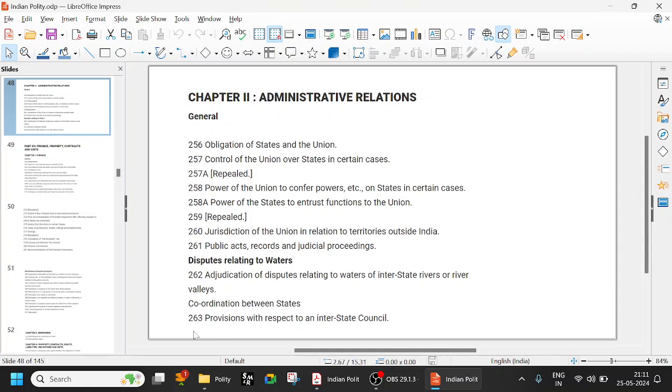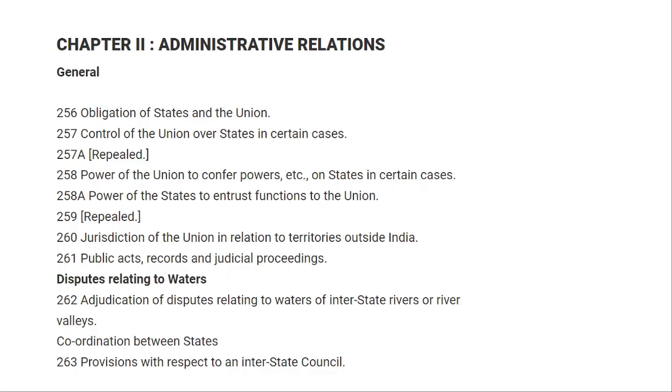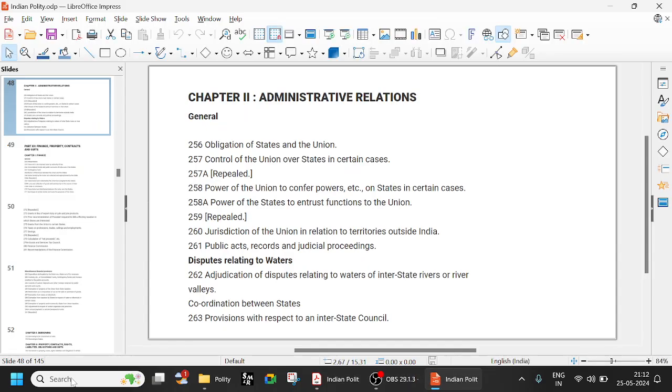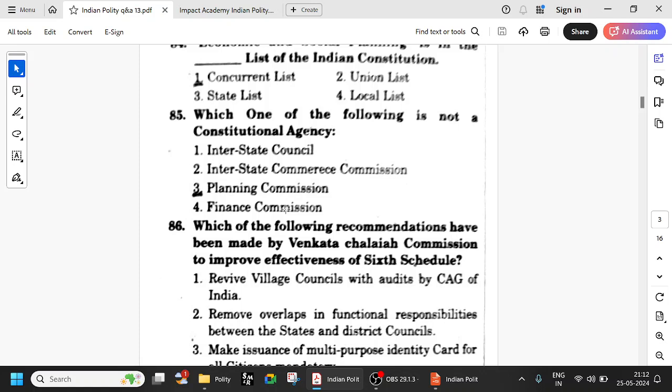So Interstate Council is Article 263. It's very important. Okay. Article 263 is provisions with respect to Interstate Council. Okay, 262 is adjudication of disputes relating to waters of interstate rivers or river valleys. So that is particularly regarding rivers and all. But otherwise, Interstate Council is 263. Okay, and frequently in the Sarkaria Commission, Punchhi Commission, etc., you look at this 263.